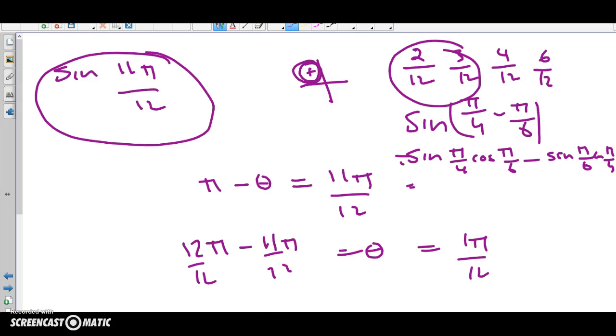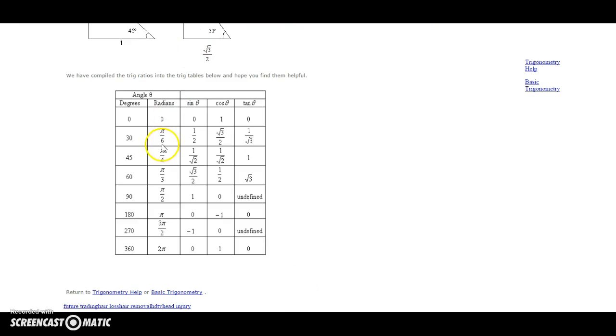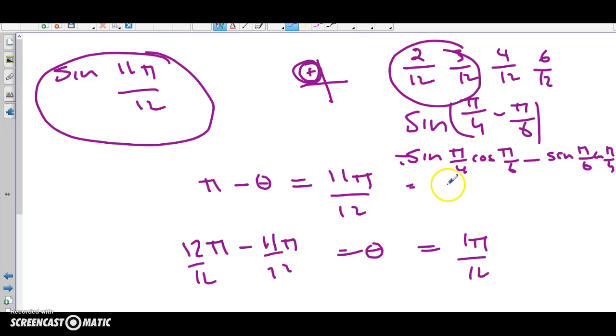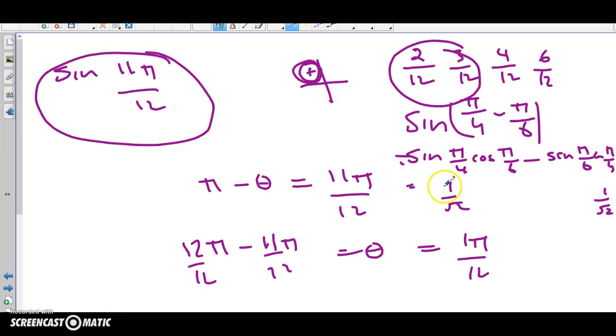Back over to my table here. My pi over 4s, sine is 1 over root 2, cos is 1 over root 2. So back here, pi over 4, that's 1 over root 2, and that cos was 1 over root 2. And now my pi over 6s: my sine is a half, and my cos is root 3 over 2. So cos is root 3 over 2, and this is subtract 1/2.